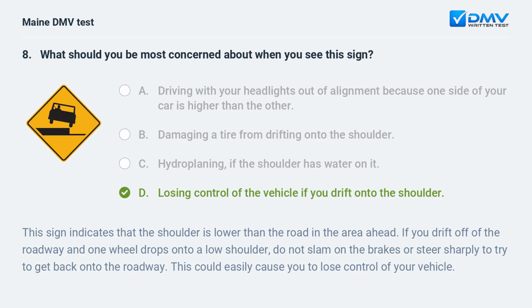D. Losing control of the vehicle if you drift onto the shoulder. This sign indicates that the shoulder is lower than the road in the area ahead. If you drift off of the roadway and one wheel drops onto a low shoulder, do not slam on the brakes or steer sharply to try to get back onto the roadway. This could easily cause you to lose control of your vehicle.